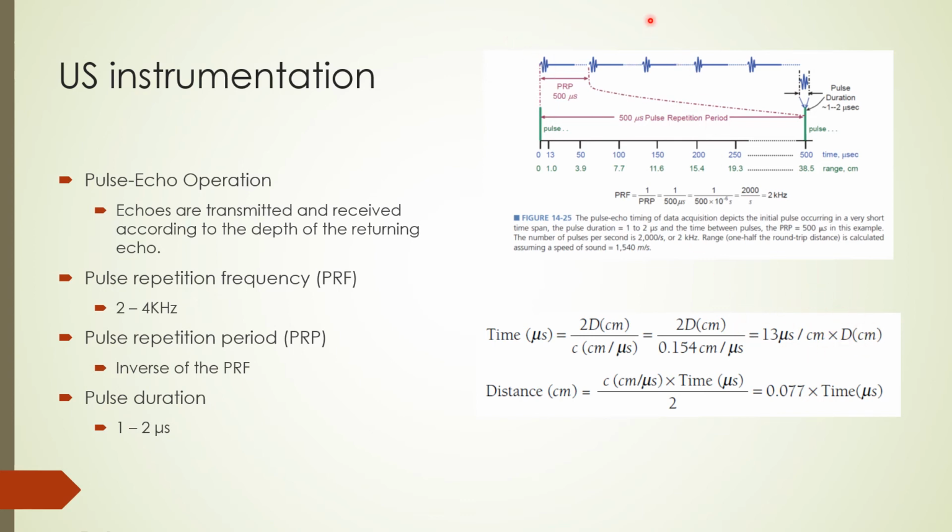The echo time can be calculated by just multiplying 13 microseconds by the distance traveled or depth. The time between pulses is the pulse repetition period as shown here, and the number of pulses each second is called the pulse repetition frequency. Pulse duration is how long each pulse lasts. Typically, pulse duration is between 1 to 2 microseconds.